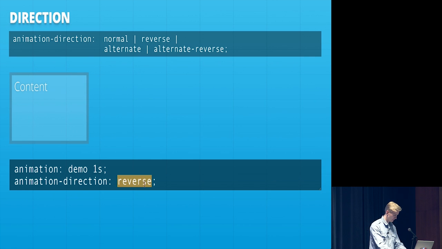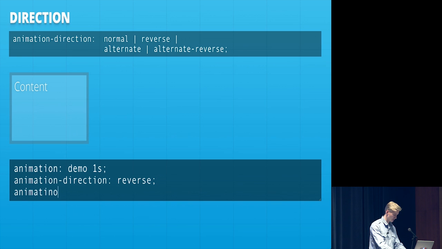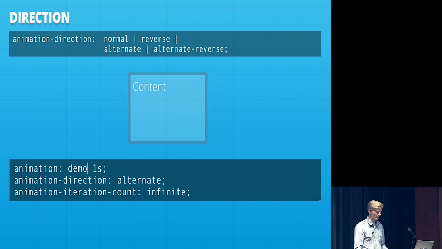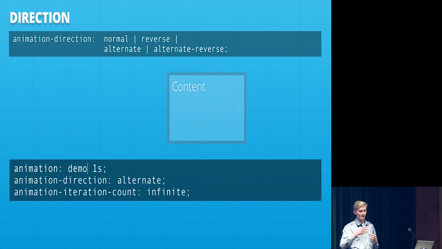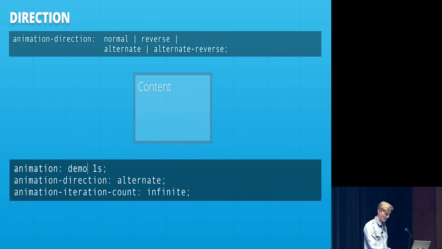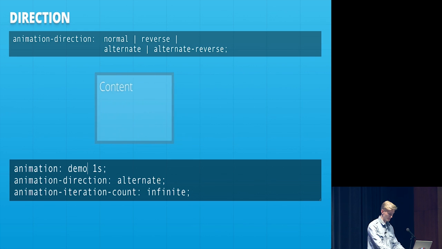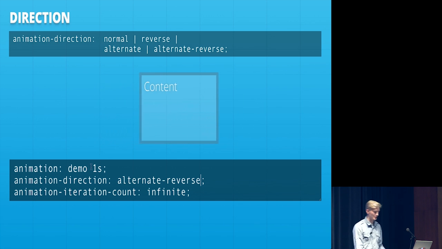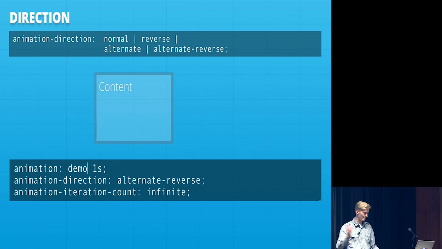Let's make this animation iteration count infinite. So we can see then what alternate does. And let's start that again. So there we go. Now it's going to bounce back and forth between the keyframes that you specified. And alternate reverse is the same thing, but let's start it again now. It just starts from the other way around.